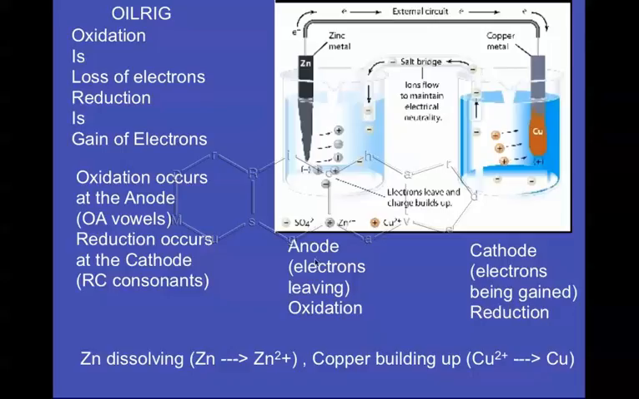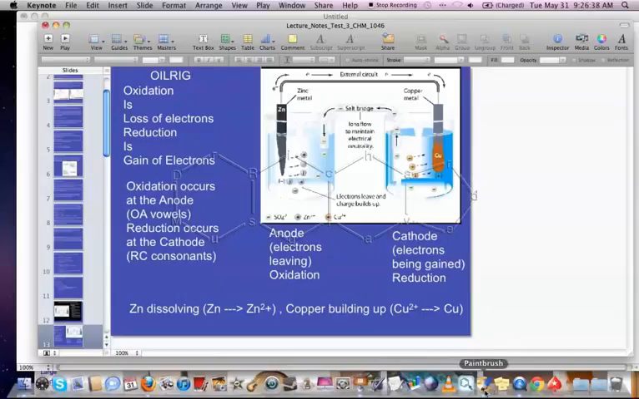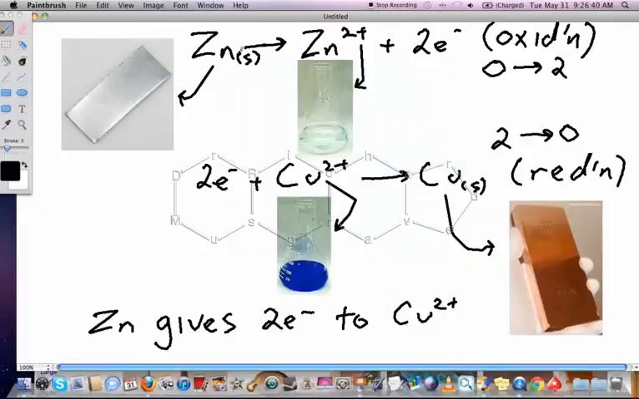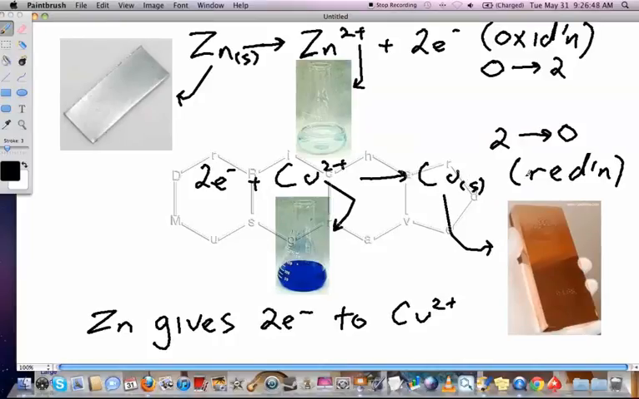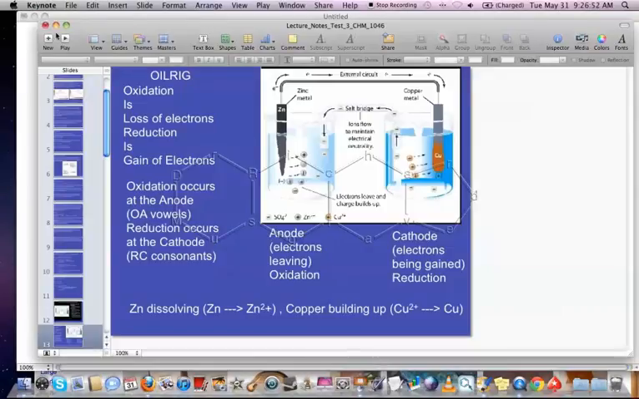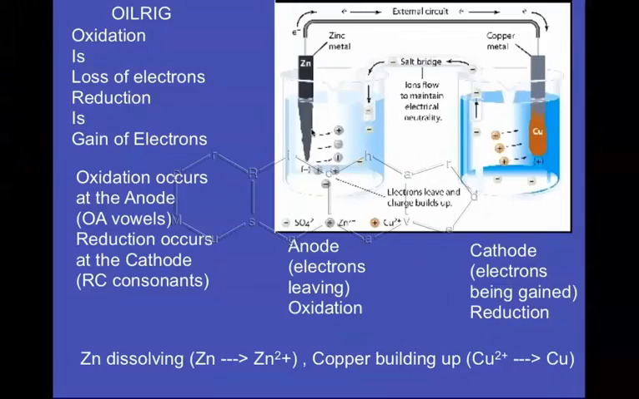So as I said, the zinc is turning into zinc 2+. That's oxidation, and that's occurring at the anode. And the copper 2+ is turning into copper, and that's a reduction, and that's happening at the cathode. Right, so just showing you again, anode over here, cathode over here.